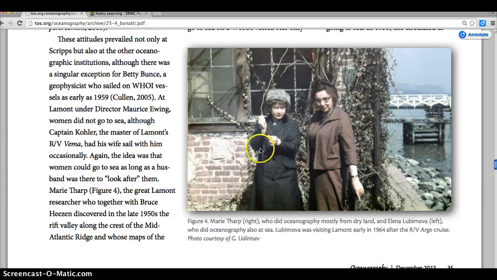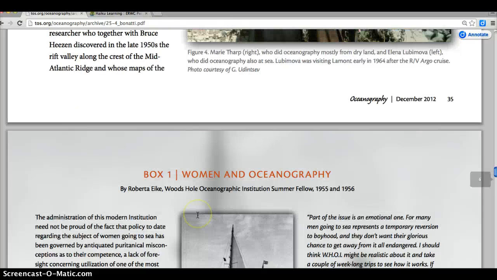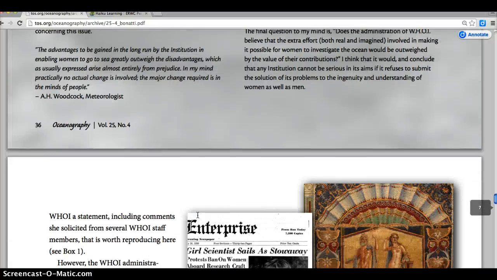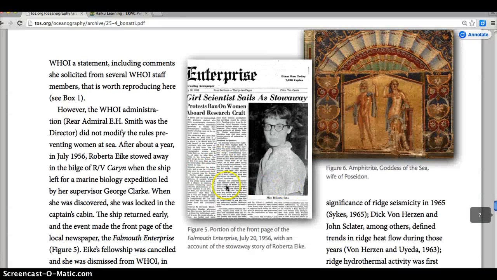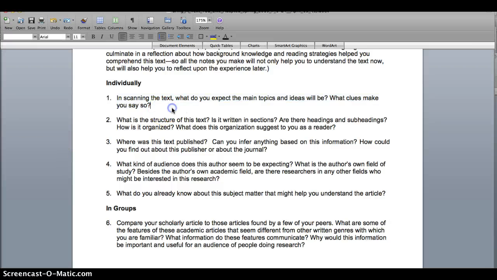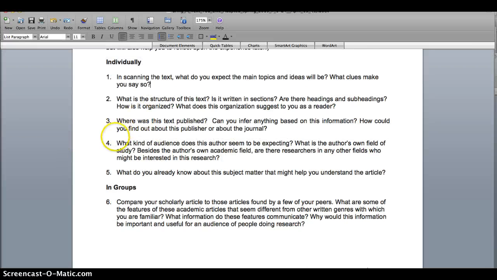Here are two more women. Neither one of them is Roberta Icke. But if we keep going, there she is. So I don't know her story, but I'm guessing that she's going to be an important person in this article. So you get the idea. I've scanned the text. I've got an idea of what the main topics will be.